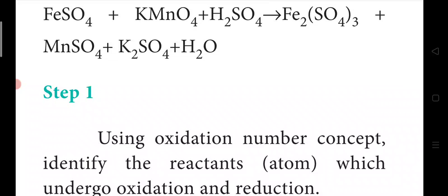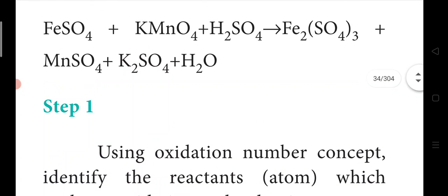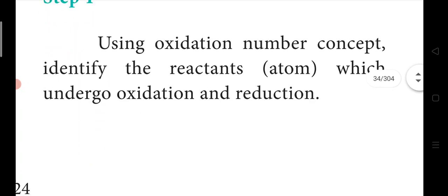So the first step is you have to identify which one is the oxidant and which one is the reductant. Using the oxidation number concept, in the equation which element is oxidized and which element is reduced, we have to identify using the oxidation number method. That is the first step.